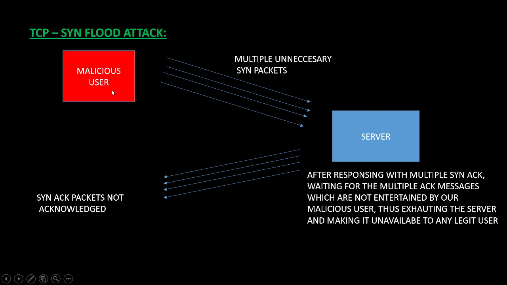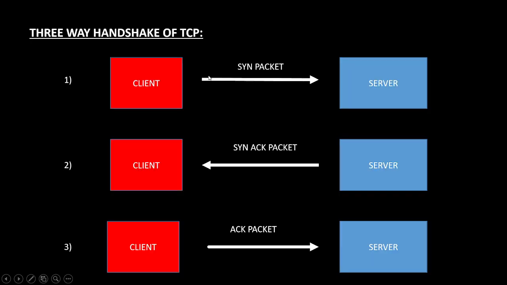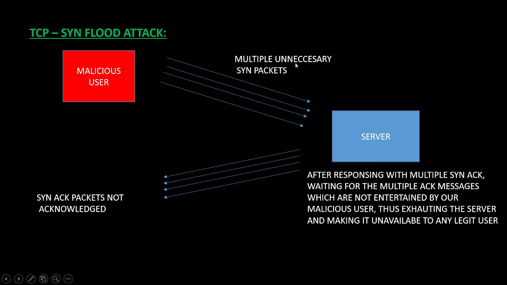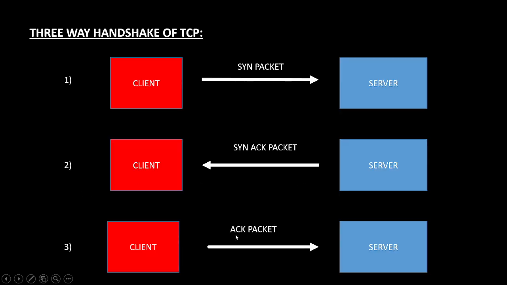There is a malicious user and it keeps on sending multiple unnecessary SYN packets. When you refer back to the three-way handshake, for each SYN packet the server is innocent. It thinks that the malicious user is a normal client, and it receives the SYN packet as it is, and thinks that it has to respond to every SYN packet with a SYN-ACK packet. So it does. You can see over here, even though the SYN packets are unnecessary, the server still responds with SYN-ACK packets, but then it keeps on waiting for the acknowledgement packet.